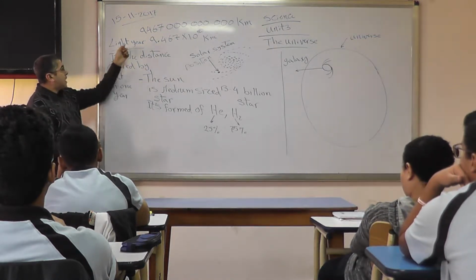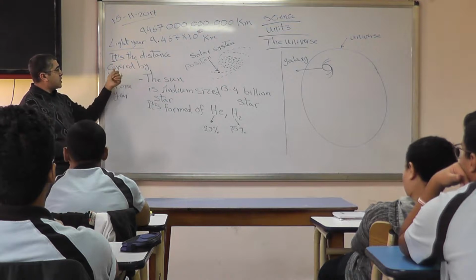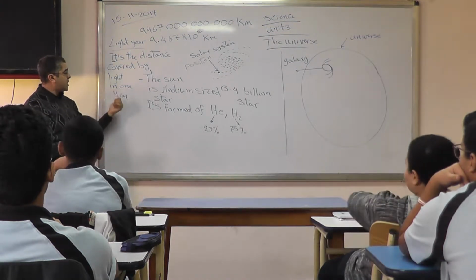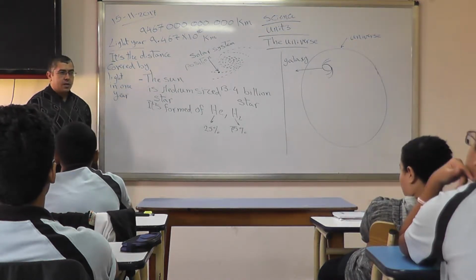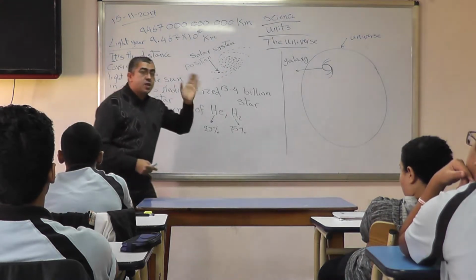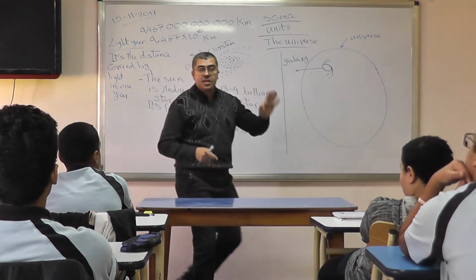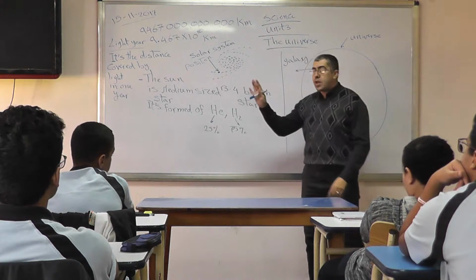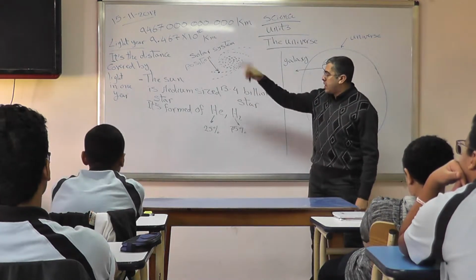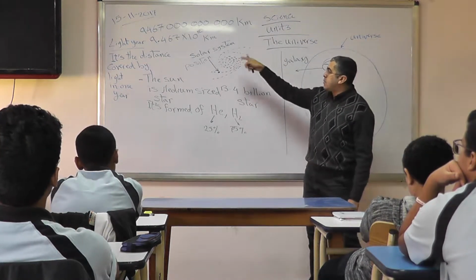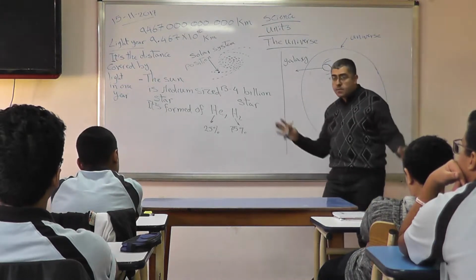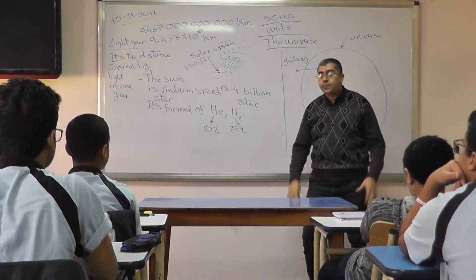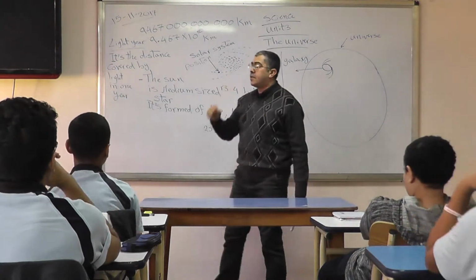Again, we have the light year. It's the distance covered by light in 1 year. It moves in space in 1 year and takes this distance. It's 9.467 times 10 to the power of 12 kilometers. Easy, okay?